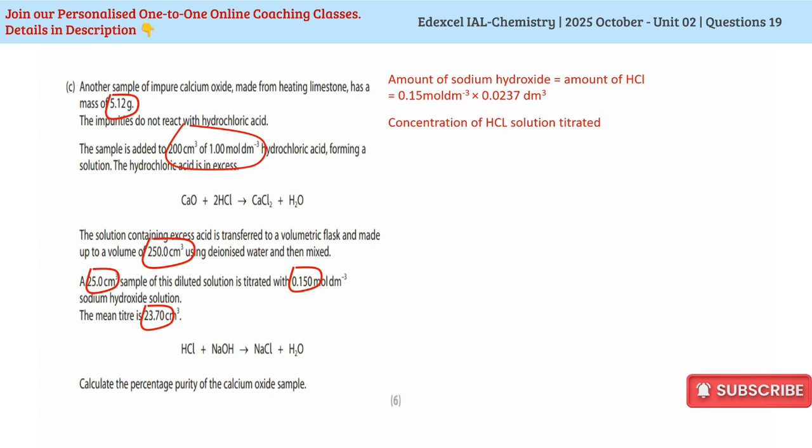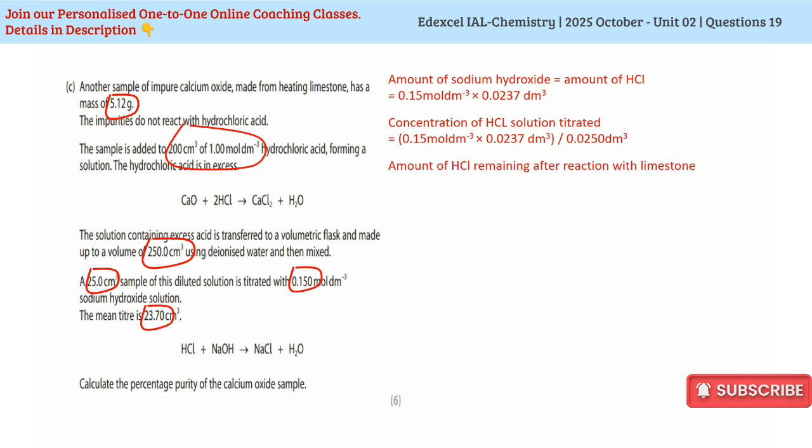Then we can calculate the concentration of HCl solution titrated, because this amount of sodium hydroxide is equal to the amount of HCl, and that amount of HCl was there in 25 cubic centimeters. That also I have applied in cubic decimeters as 0.025 cubic decimeters, whatever the amount of HCl divided by the volume titrated.